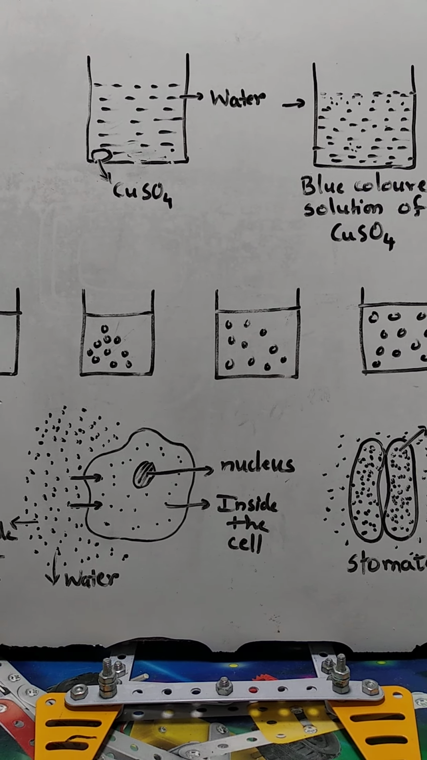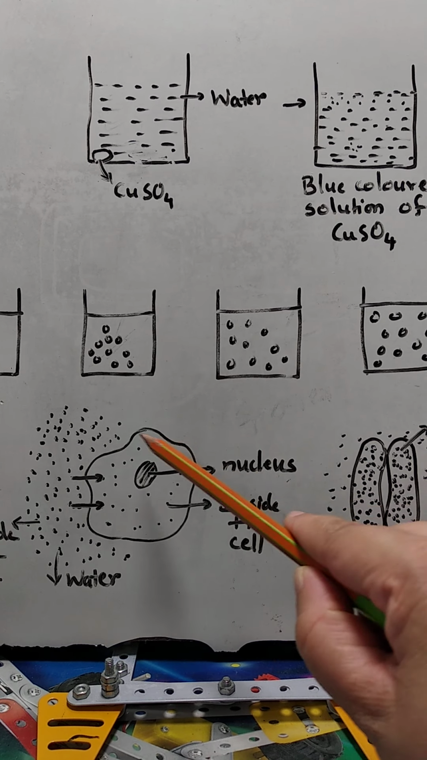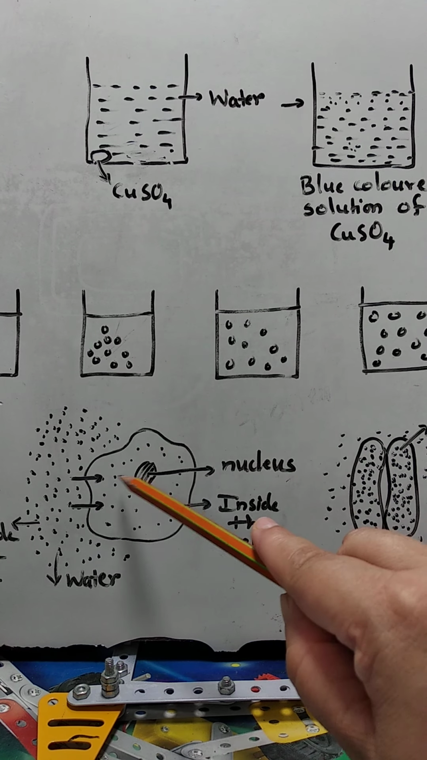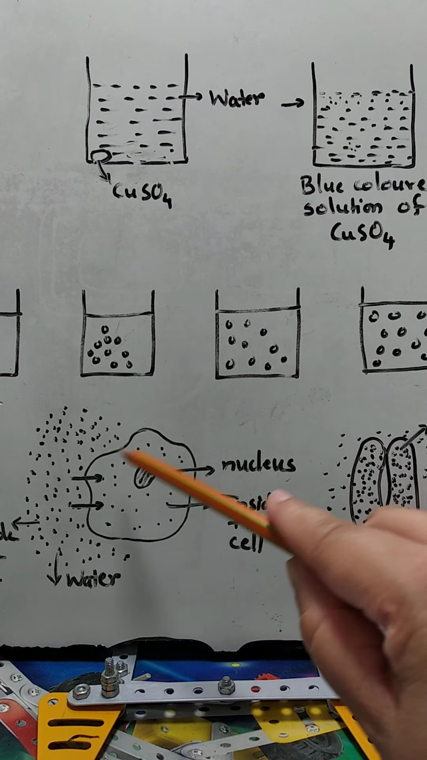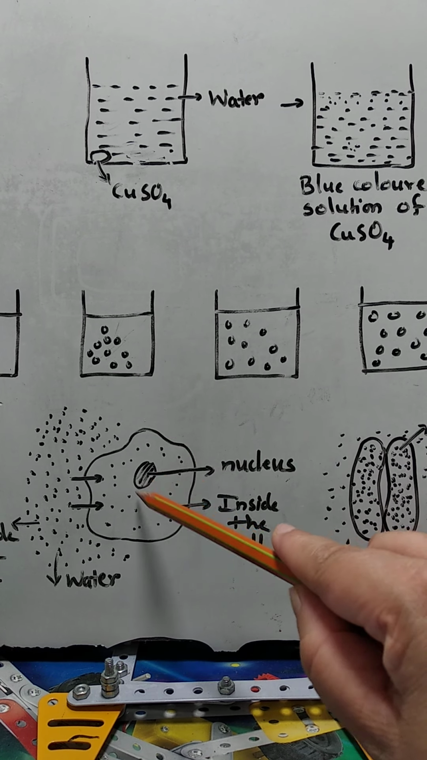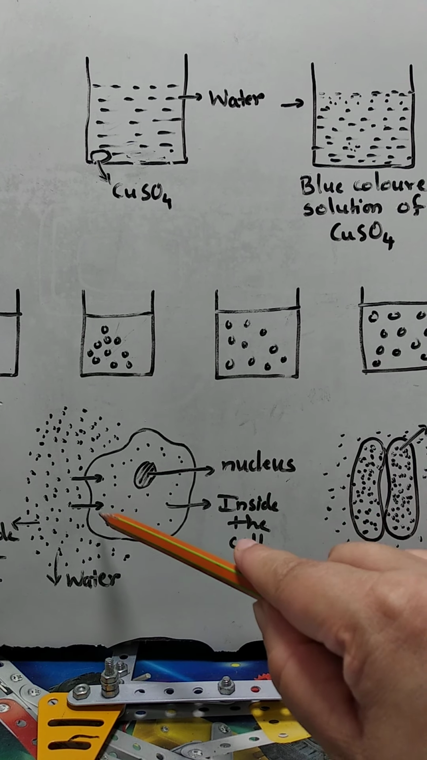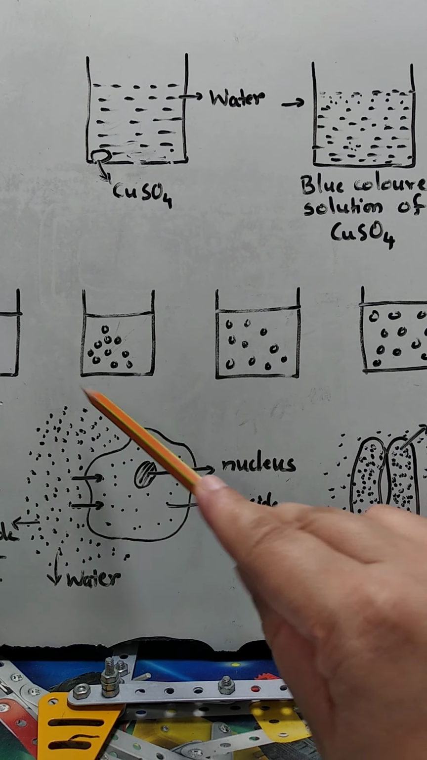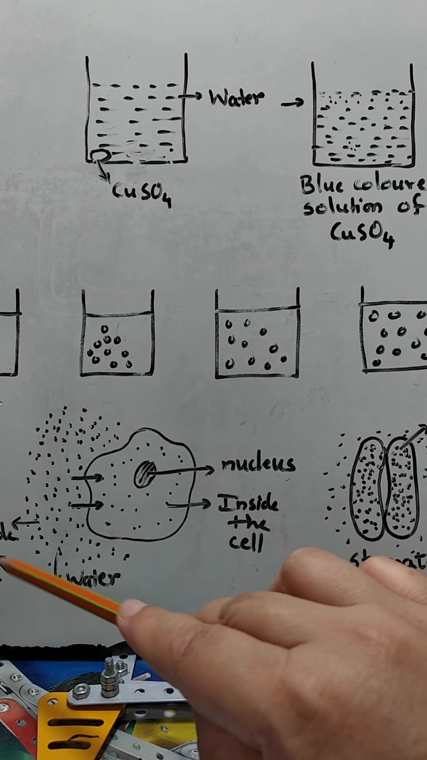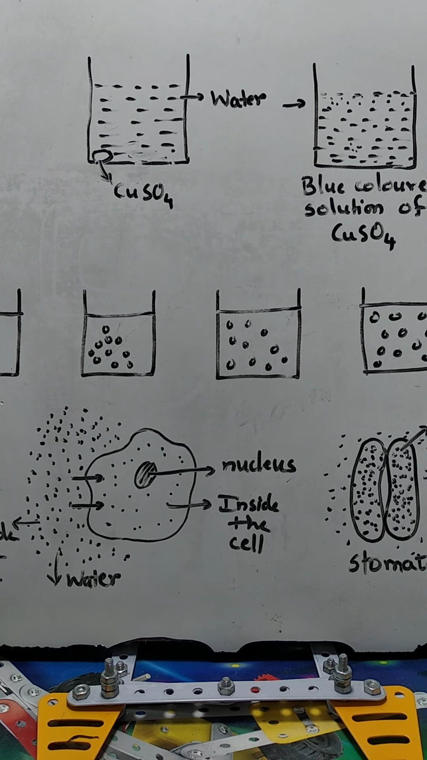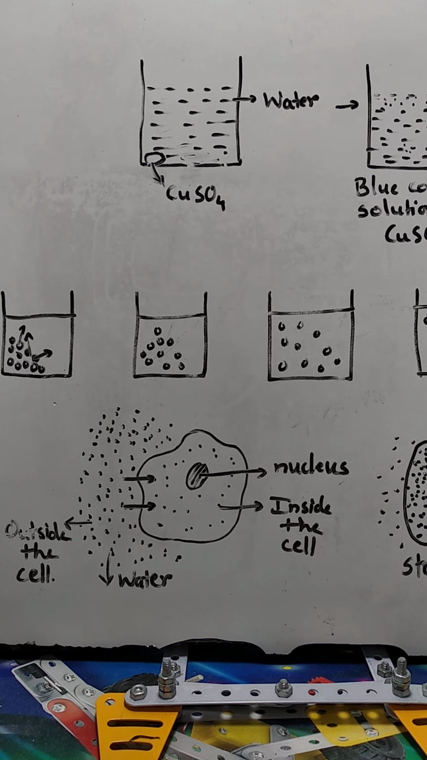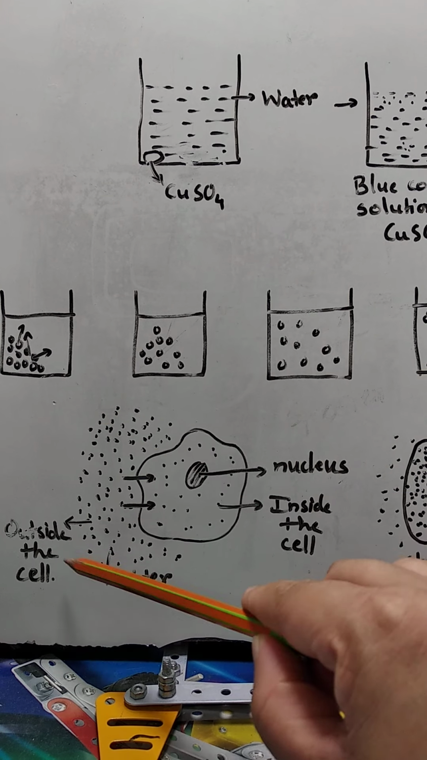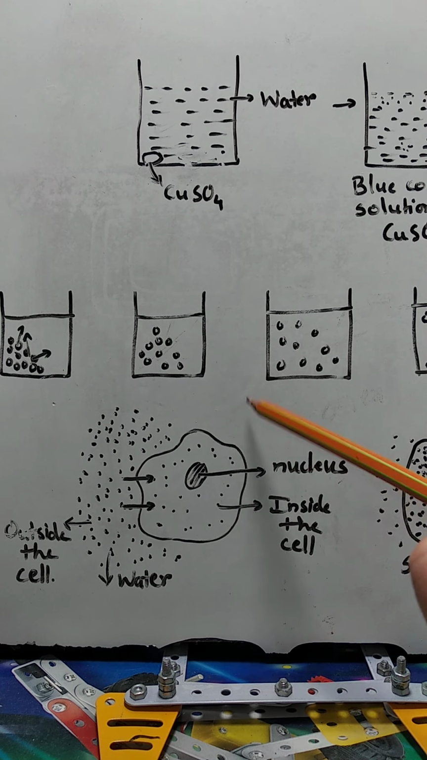So what is happening in the cell? Just look over here. This is any cell, right? This dotted portion, this area, is nothing but the cytoplasm. This is the nucleus of the cell. This region we will call the inside of the cell, and this region is called the outside of the cell, right? So this is outside, this is the external environment to the cell.